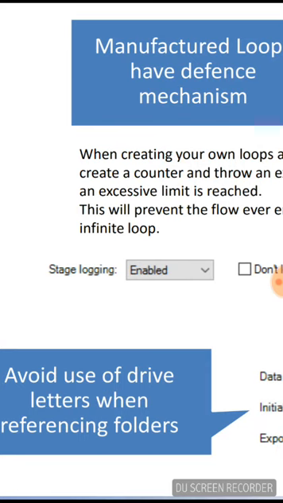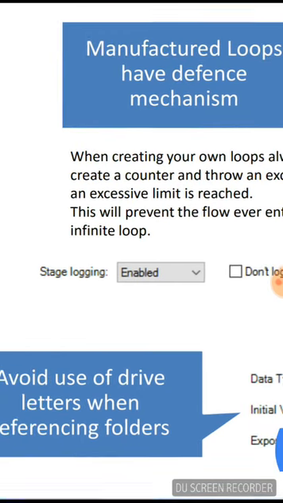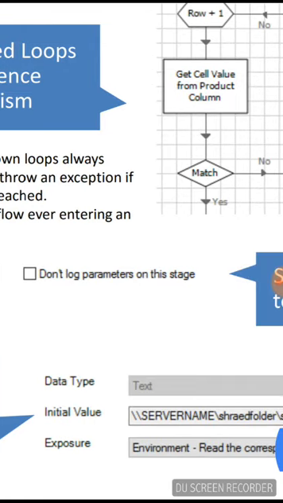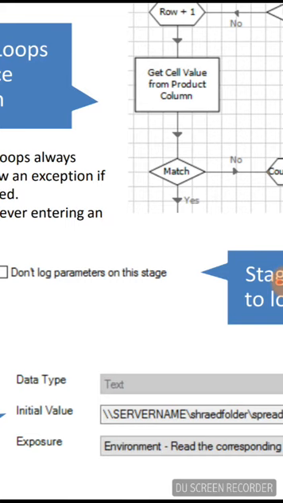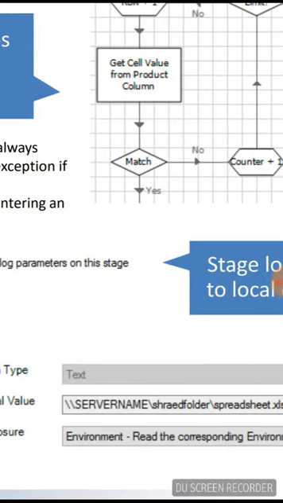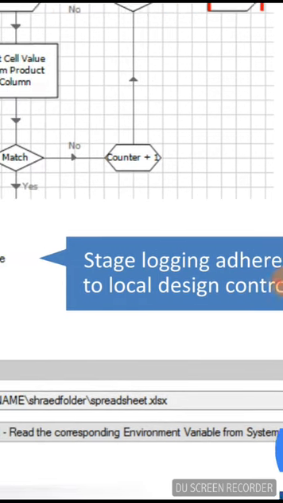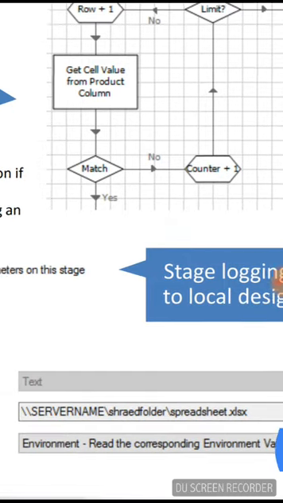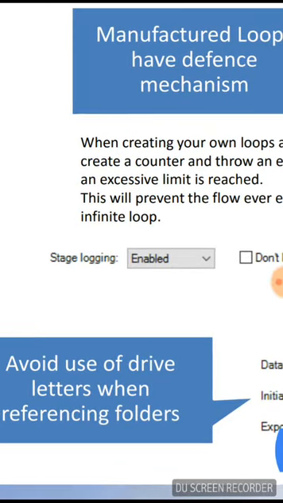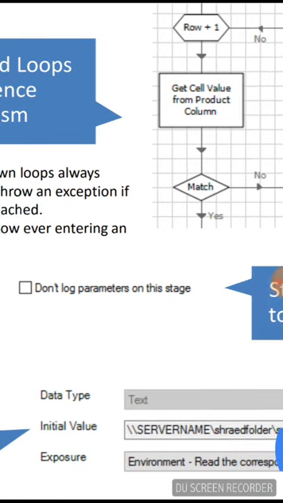And the third thing is, when you are creating data types, avoid the use of drive letters when referencing folders. Think you are creating a data type text with an initial value, server name, share folder, like that. Then you are exposing your environment as an environment variable from the system manager. So you should use the environment variable to read from the system manager. So here you are not using drive letters. So the referencing folders must avoid drive letters.